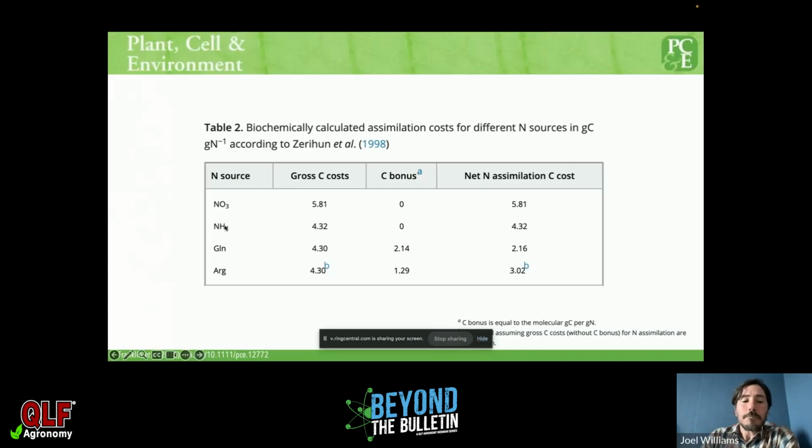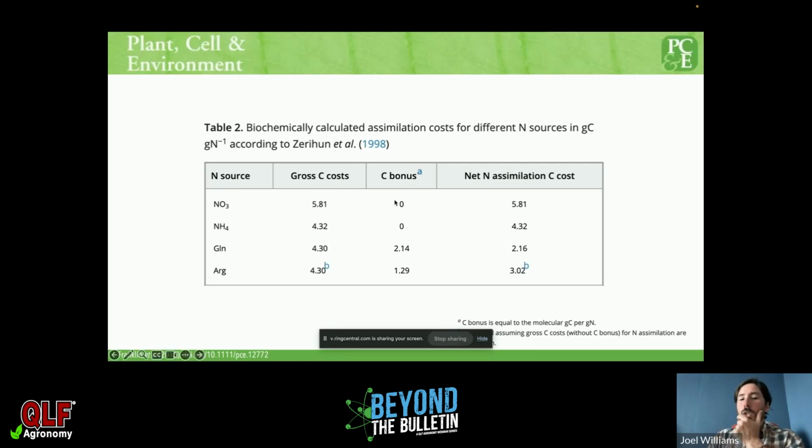So here's nitrate, here's ammonium, and of course these are inorganic forms of nitrogen, meaning there's no carbon there. So in order to convert nitrogen into aminos and onwards into proteins, we need to start stitching carbon into that down that metabolic pathway. So there's an energetic cost here. The carbon cost of making use of 1 gram of nitrate is 5.81 grams of carbon. So we are draining 5.81 grams of carbon to convert 1 gram of nitrate down that metabolic pathway.